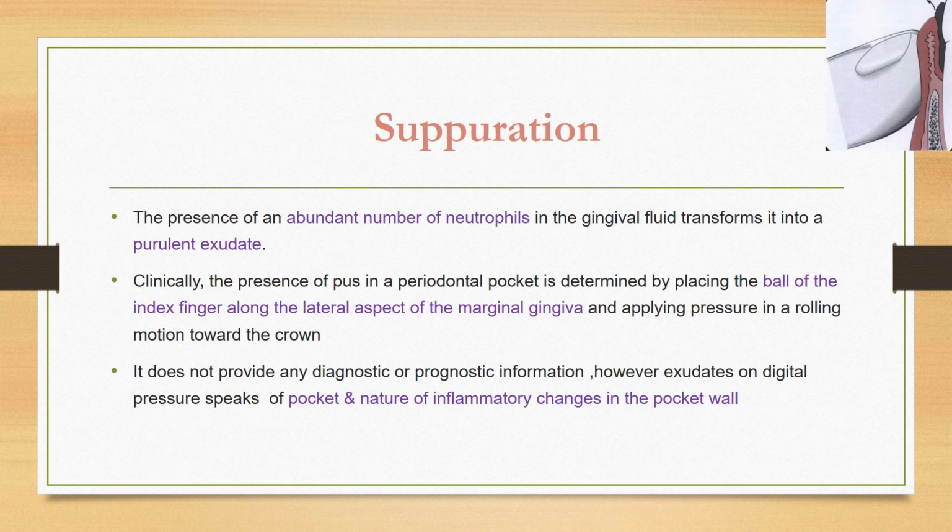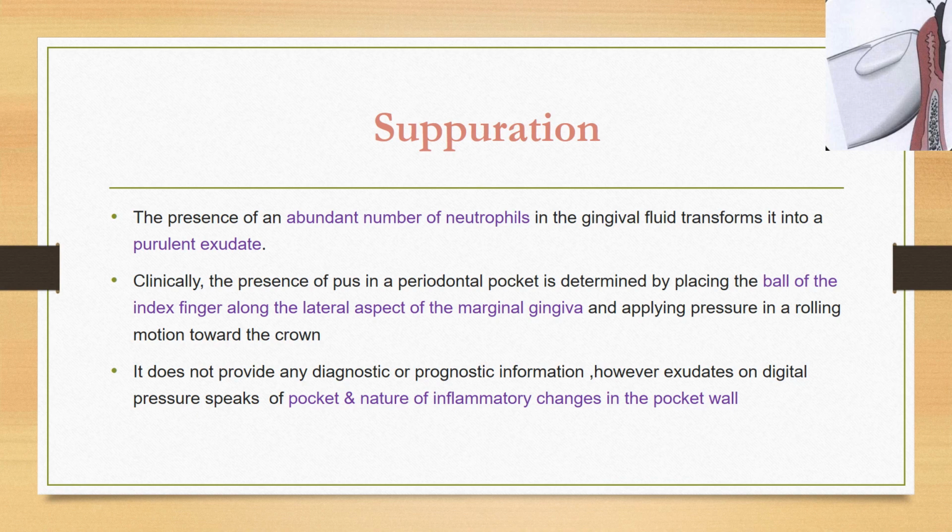Then coming to suppuration, what is suppuration? That is the accumulation of purulent exudate. The presence of an abundant number of neutrophils in the gingival fluid transforms it into a purulent exudate. So that is what is called suppuration.